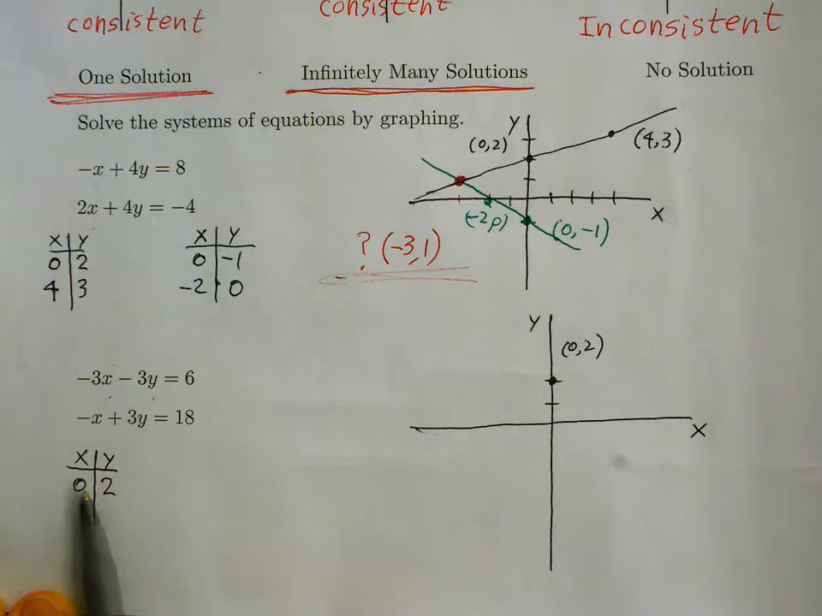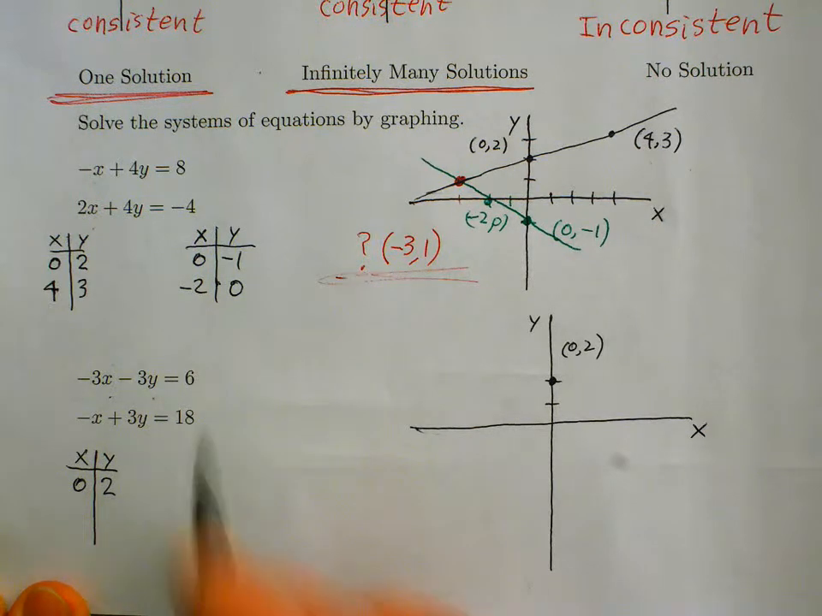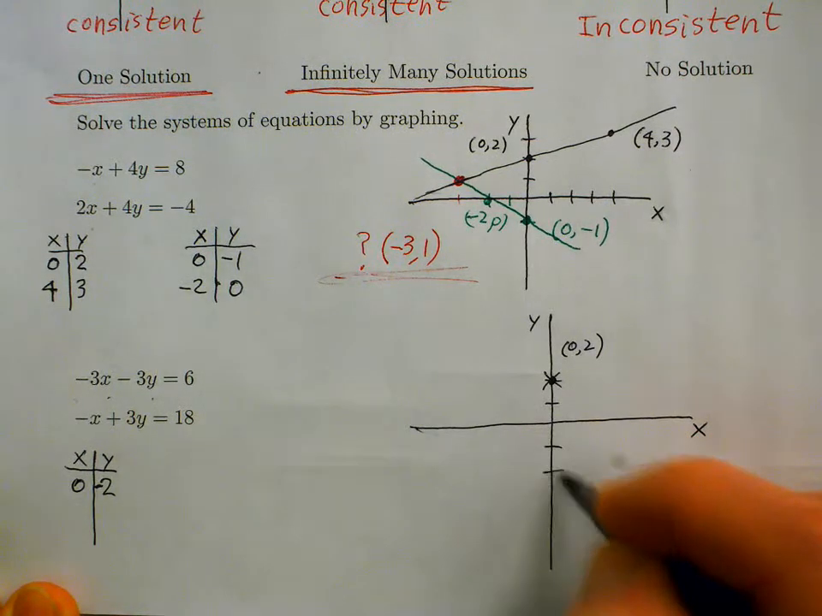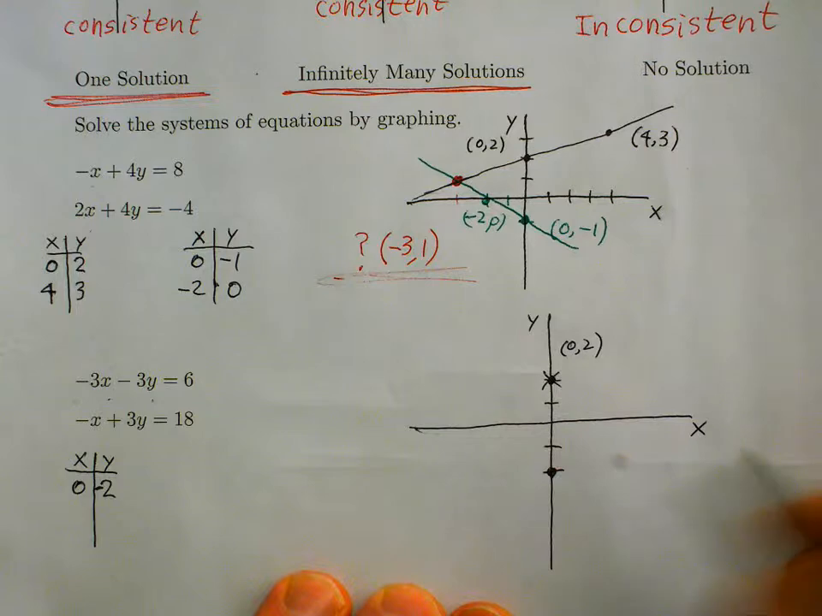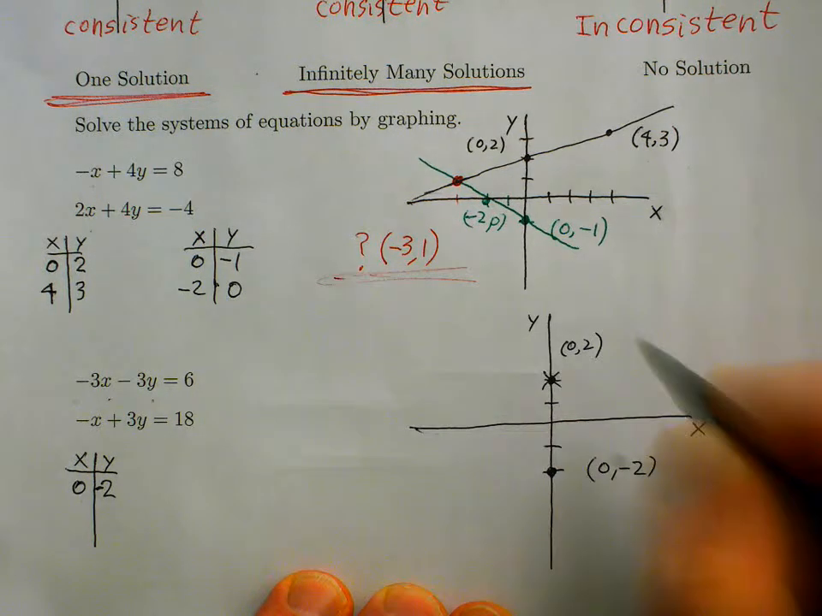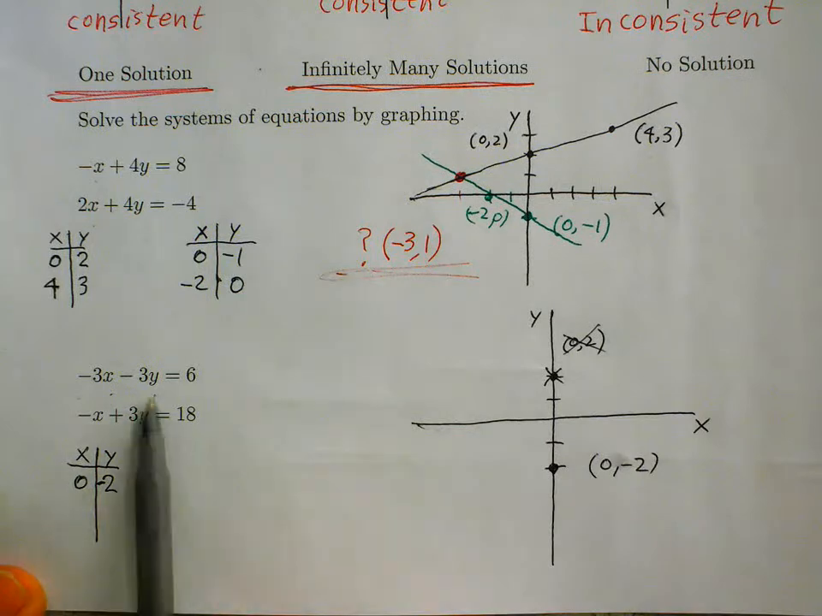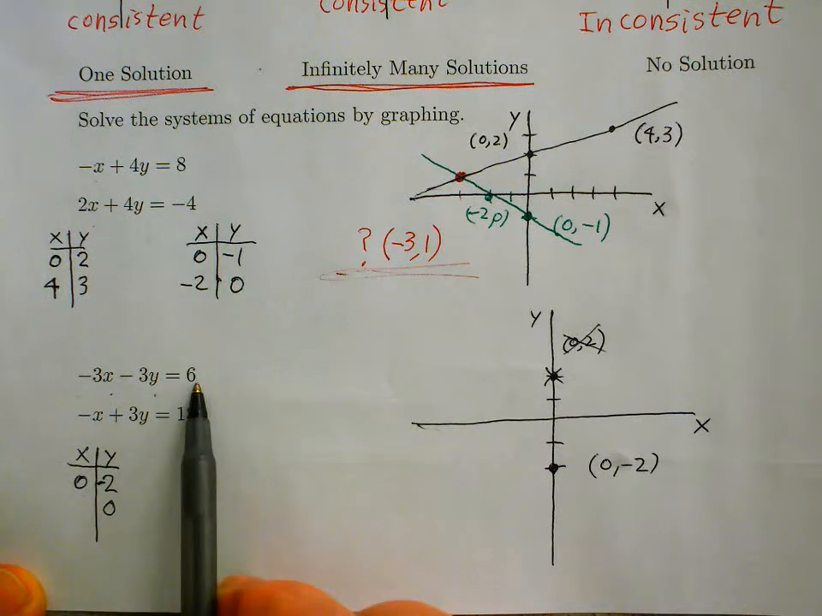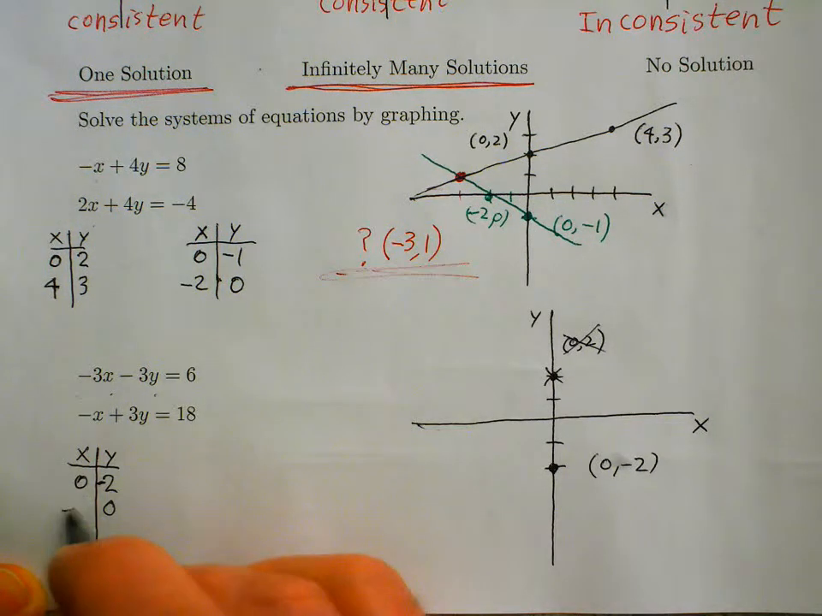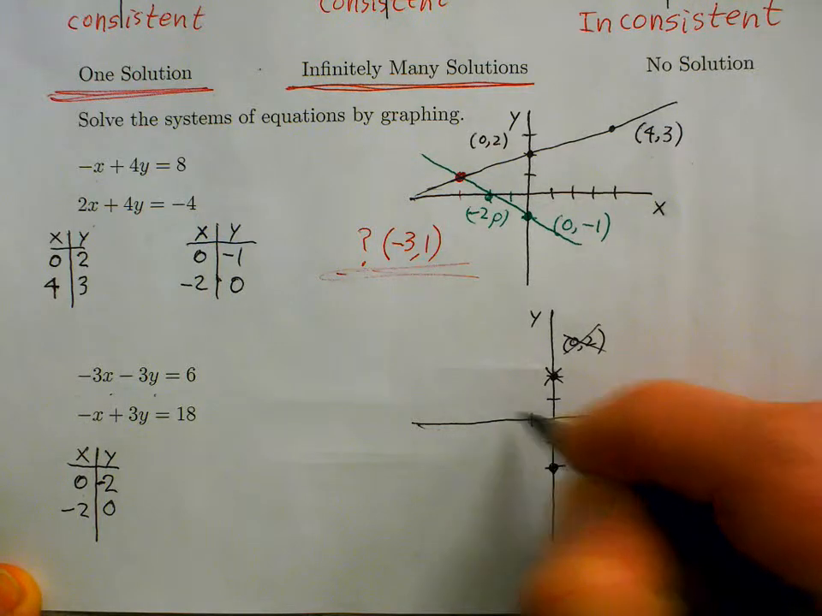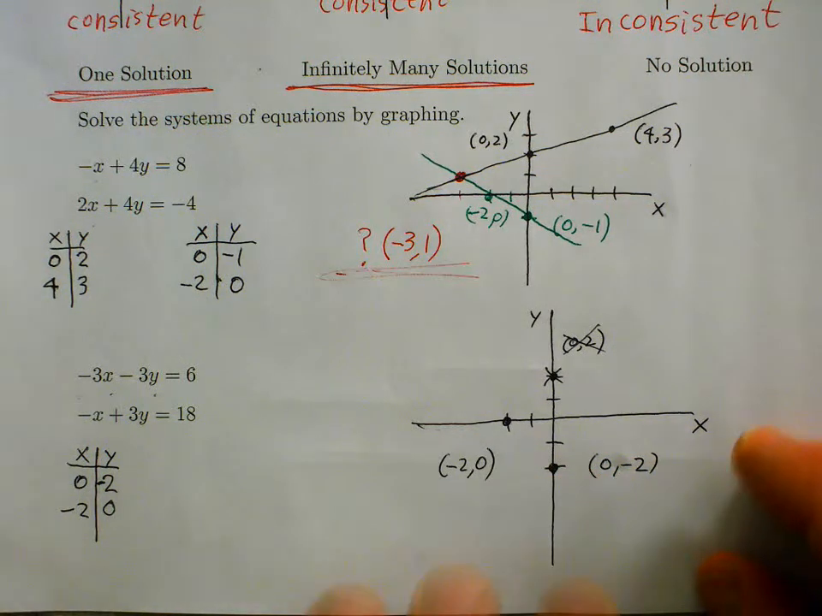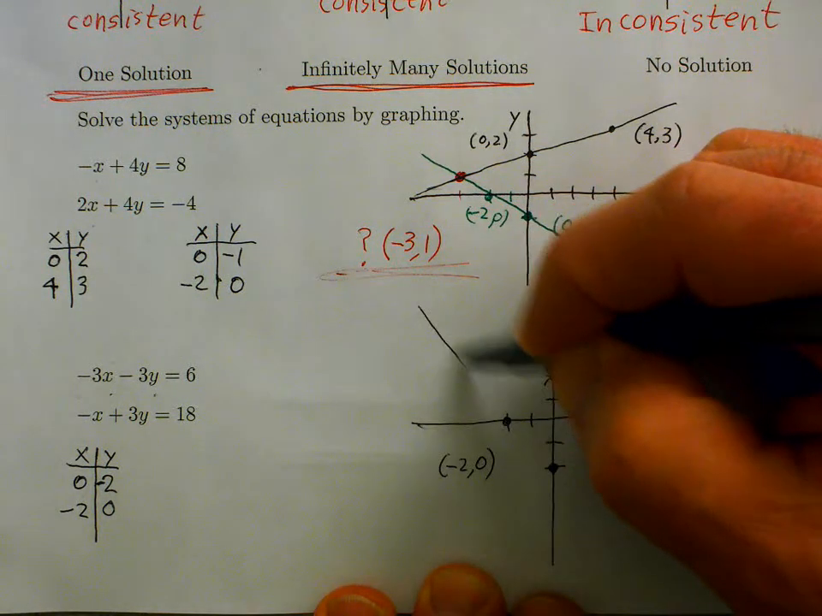I'm sorry, I really blew that. If x is 0, we're left with -3y equals 6. Divide by -3, I get 0, -2. So 0, -2 is the point that I want instead of 0, 2. And then when I pick y to be 0, I'm left with -3x equals 6. Divide by -3, I get -2, 0. So -2, 0. And if we draw a straight line through those 2 points.